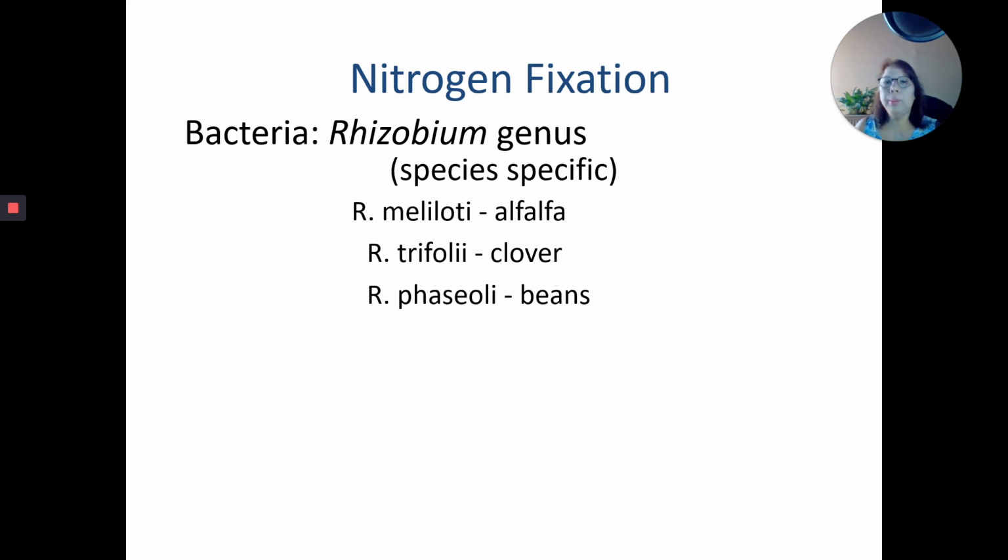The Rhizobium meliloti is present for alfalfa's regeneration to produce nitrogen. The Rhizobium trifolii is for the clover. Luckily, we don't have this. These are not Filipinos. Then we also have Rhizobium for our beans, the Rhizobium phaseoli.